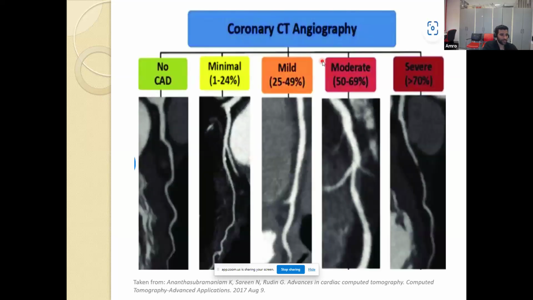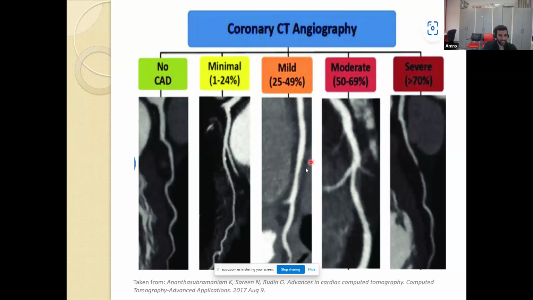This is just a picture taken of a CT coronary angiogram that's been graded. There's no coronary artery disease, minimal. I can't see where it's minimal here. I'm not a radiologist. Mild, I can just about see here, some nipping here of intimal thickness with coronary artery disease here. Moderate, it's more prominent here. It's probably more than 50%, and severe here. It's almost obliterating the coronary artery here.